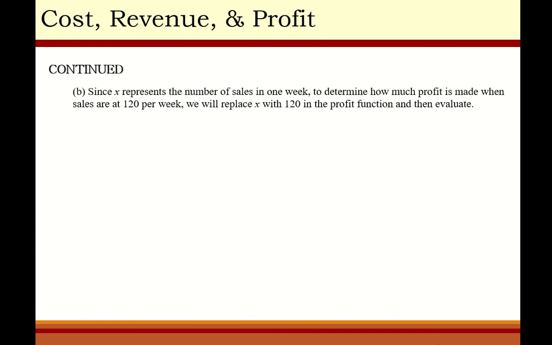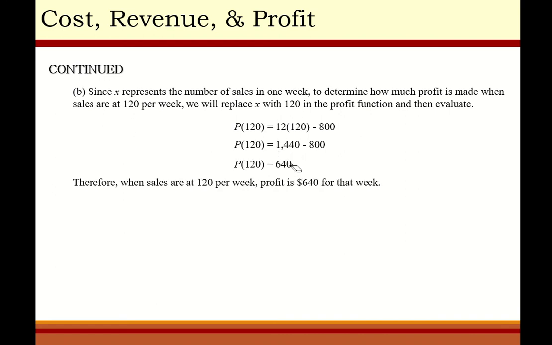12x minus 800. So for B, since X represents the number of sales in a week, to determine how much profit is made when sales are at 120 per week, we will replace X with 120 in the profit function, and then we will evaluate. So our X is 120, so P sub 120 equals 12X, so 12 times 120, minus 800. So therefore, when you have X equal to 120, that is equivalent to 640. So when sales are at 120 per week, profit is $640 for that week. Okay?